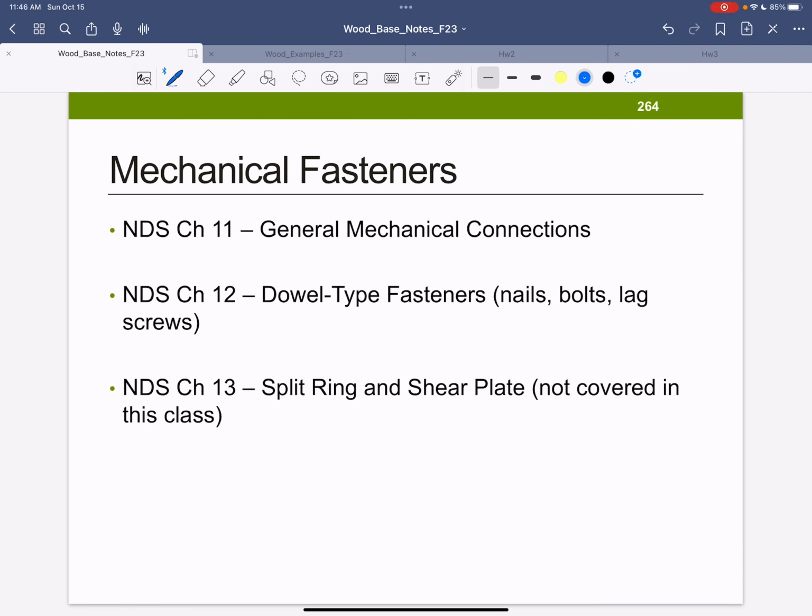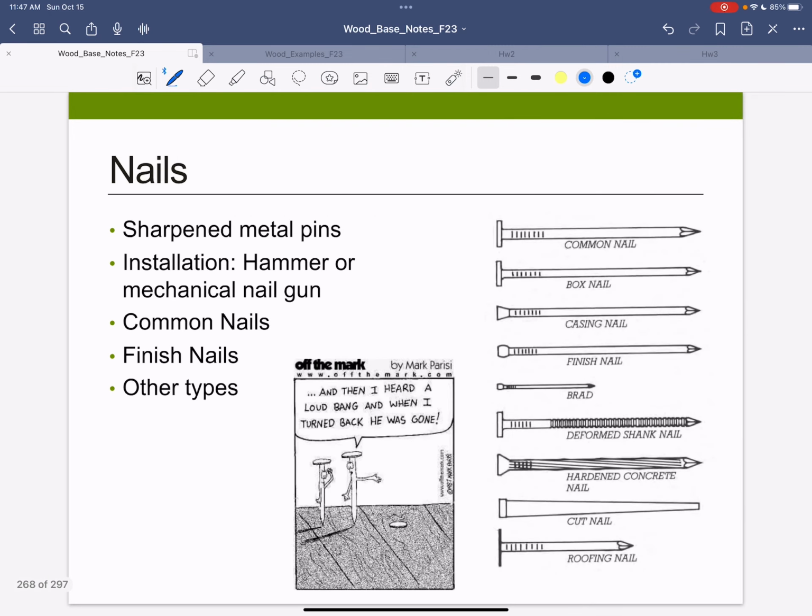All right, so mechanical fasteners. This is in chapters 11, 12, and 13 of your NDS. Okay, so there's general connections, dowel type fasteners. They aren't talking about the dowels that you get with a cheap piece of particle board furniture at Walmart. They're talking about anything that has that dowel like a nail, bolt, lag screws, things like that. Split ring and shear plate, those are advanced connectors, but I'll show you what they look like. The majority is going to be some form of nail or some form of screw.